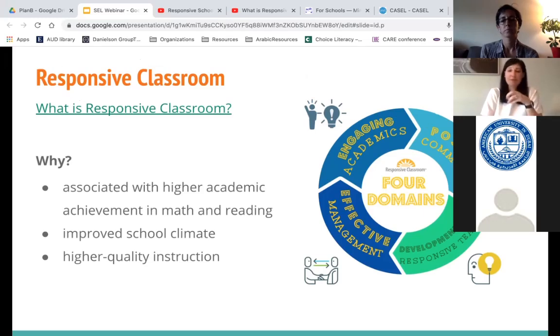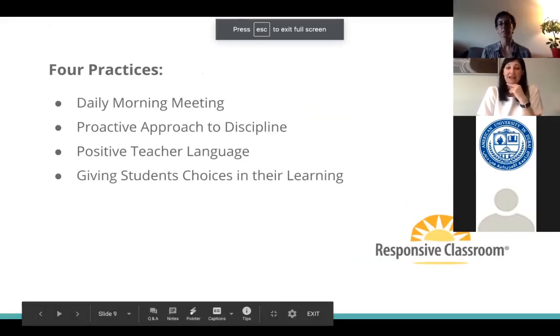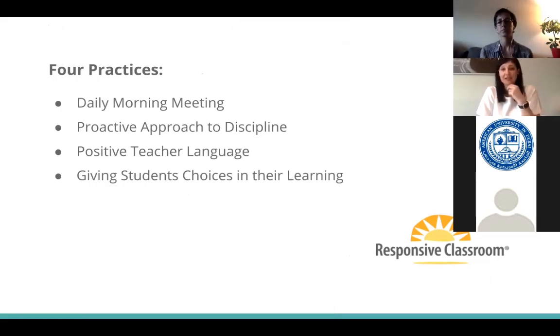If you start implementing little bits, and I'm gonna show you now on the next slide a few examples how you can implement it, and it's a really, really easy way where you can have an impact on your students within a short period of time. So the Responsive Classroom has these 4 practices. It's the daily morning meeting, the proactive approach to discipline, positive teacher language, and giving students choices in their learning. I think most of us are doing all 4.